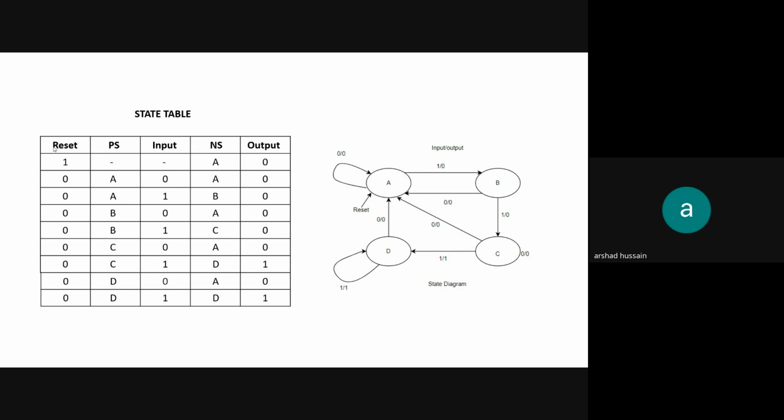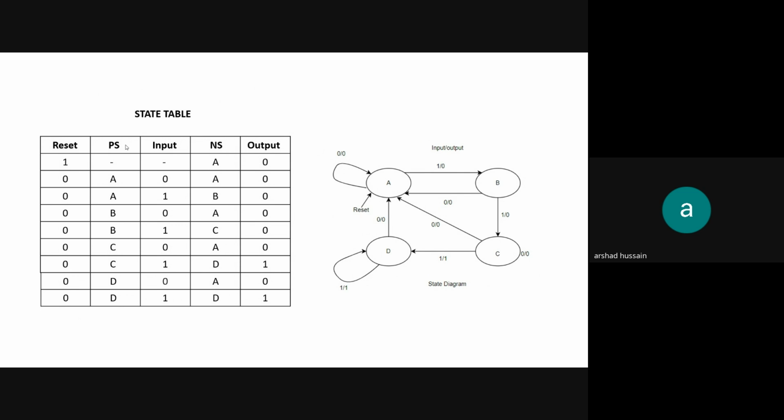And here the notations used are like 0/0, 1/0, 1/1, where the value before the slash is the input, and after the slash, whatever the value is, whether 0 or 1, it is the output. So this circuit has a single input and a single output.